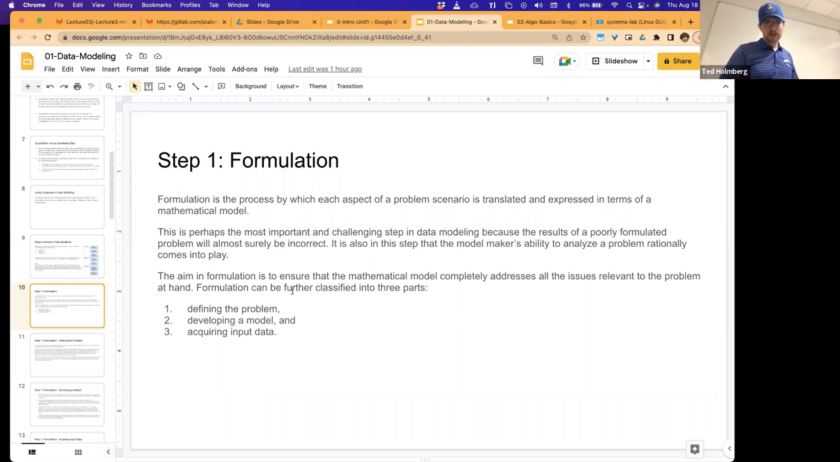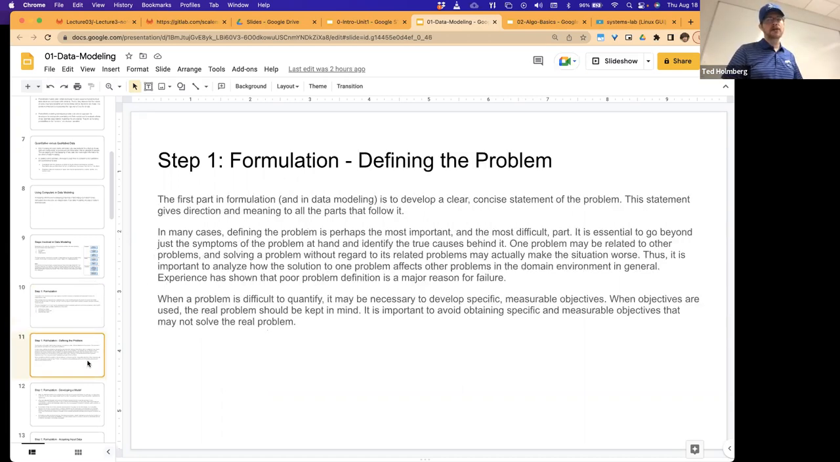Okay. So inside of step one, we're going to define the problem, we're going to develop the model, and we're going to inquire our input. So defining the problem. The first part is to develop a clear, concise statement of the problem. The statement gives direction and meaning to all the parts that follow it.